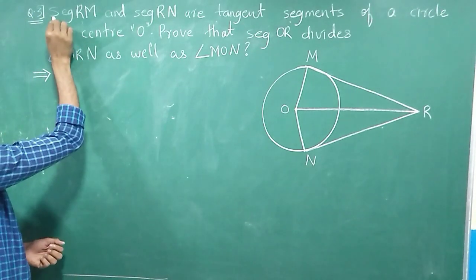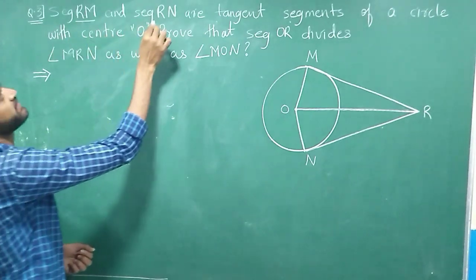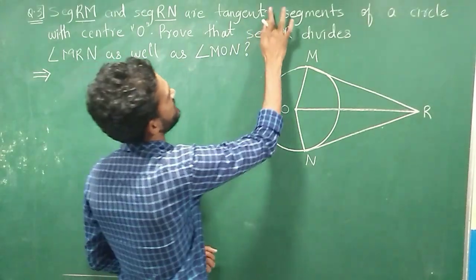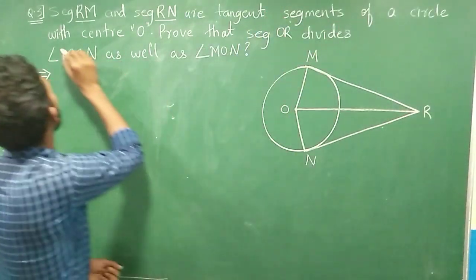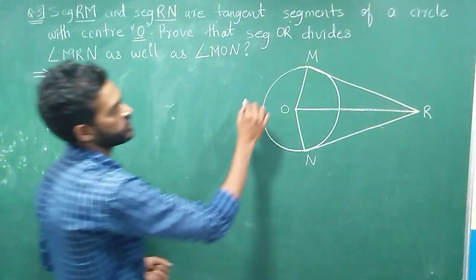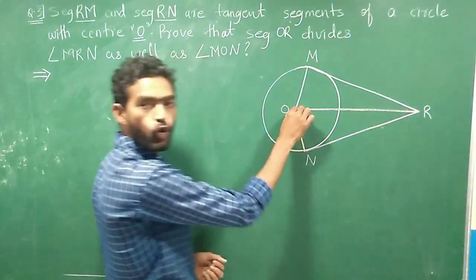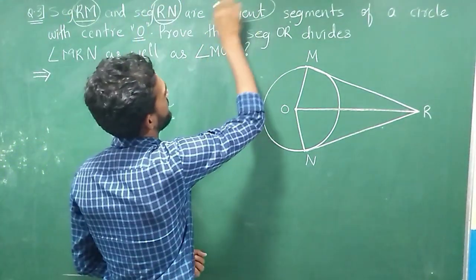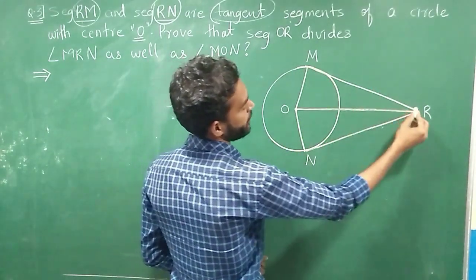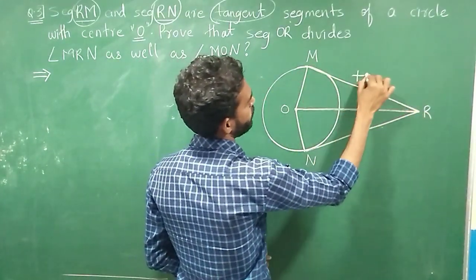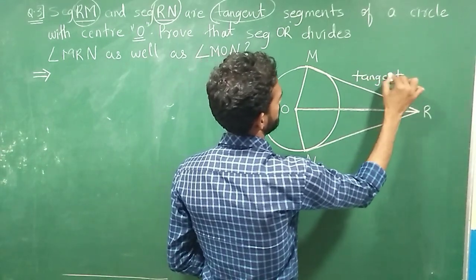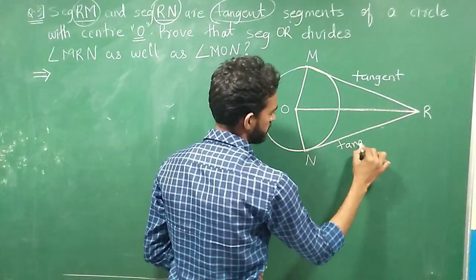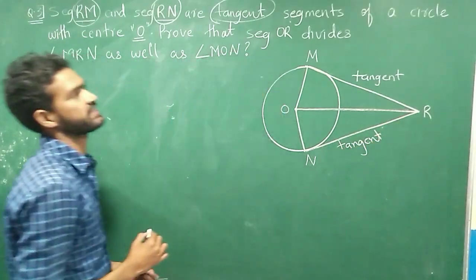So students, the question is: segment RM and segment RN are tangent segments of a circle with center O. So this is my circle. The center name is O. Next, RM and RN, they are tangents. So look, this is my point R. RM is one tangent. Next, RN, this is my RN, another tangent. So these are the two tangents given.